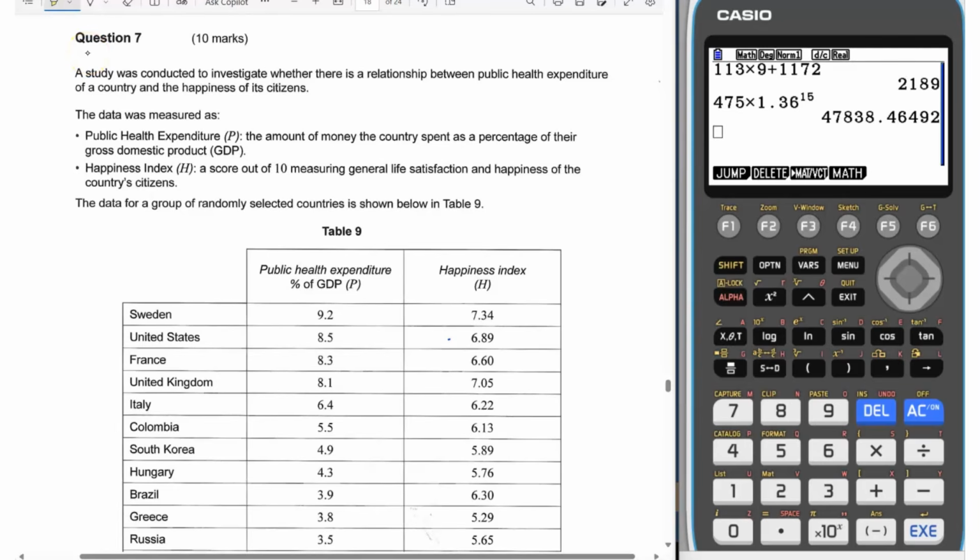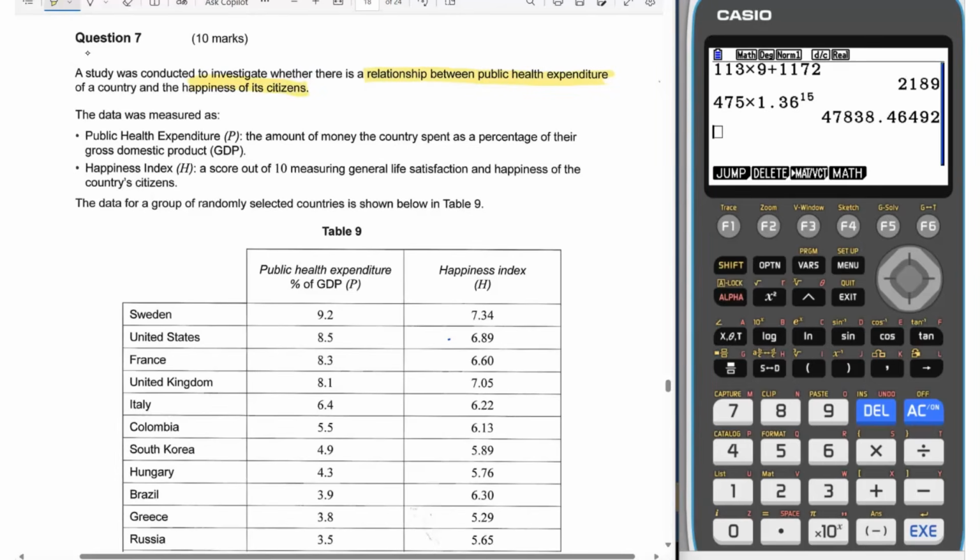Question 7 is a linear model question, and it has residual calculations throughout as well. So this question starts with a lot of information at the start. So with our highlights, it'll be best to pull out the important bits involved. There is a study that was conducted that looks into the relationship between public health expenditure as well as how happy the country's citizens actually are.